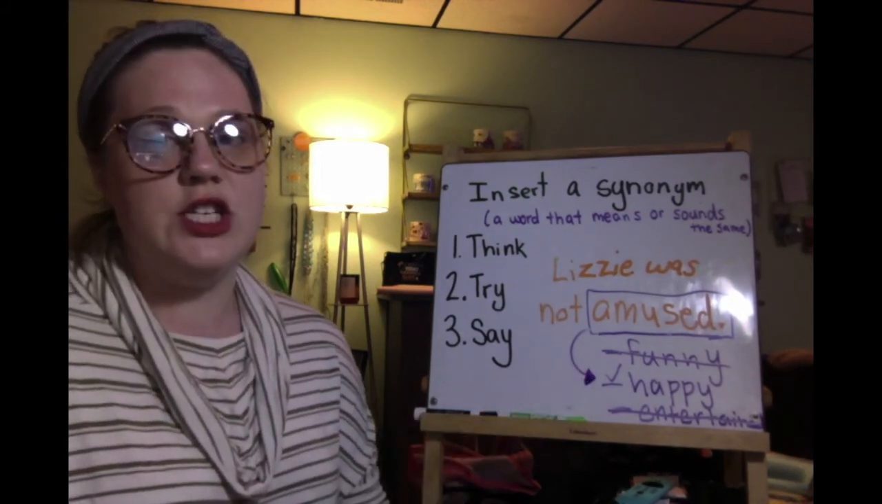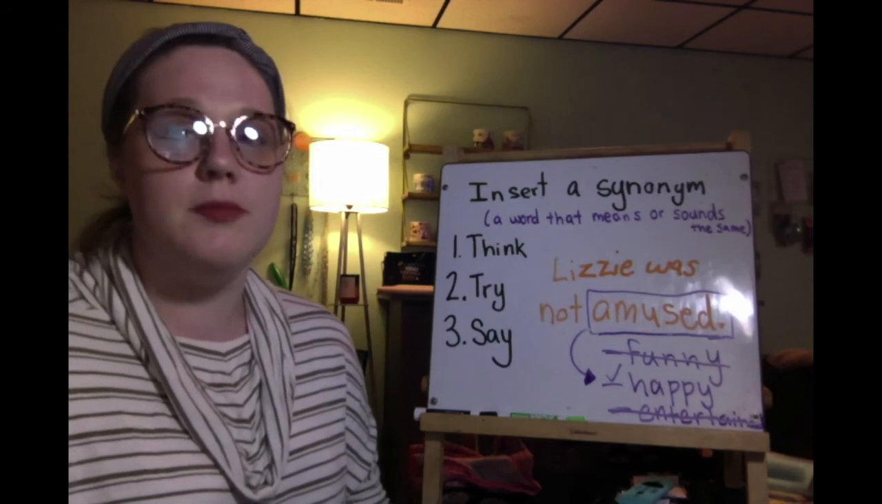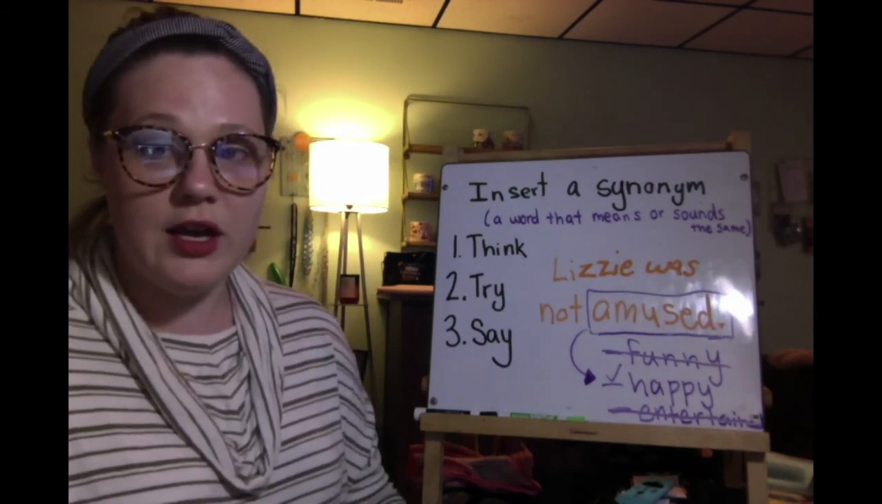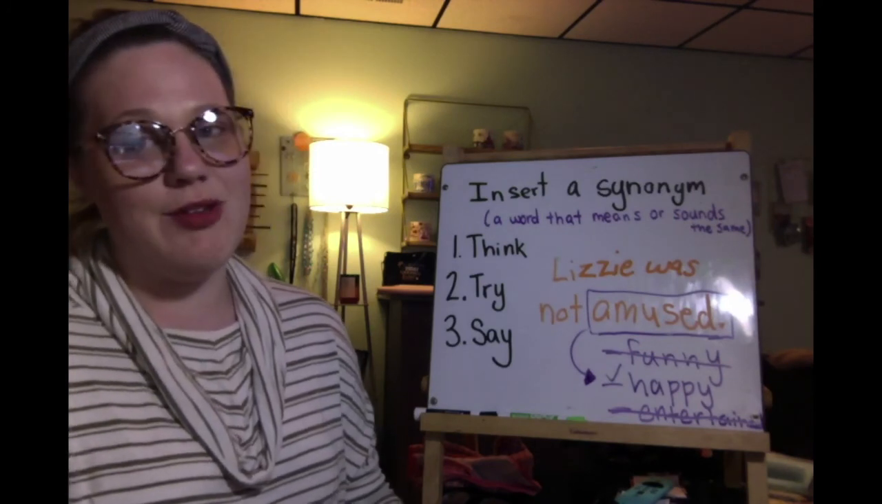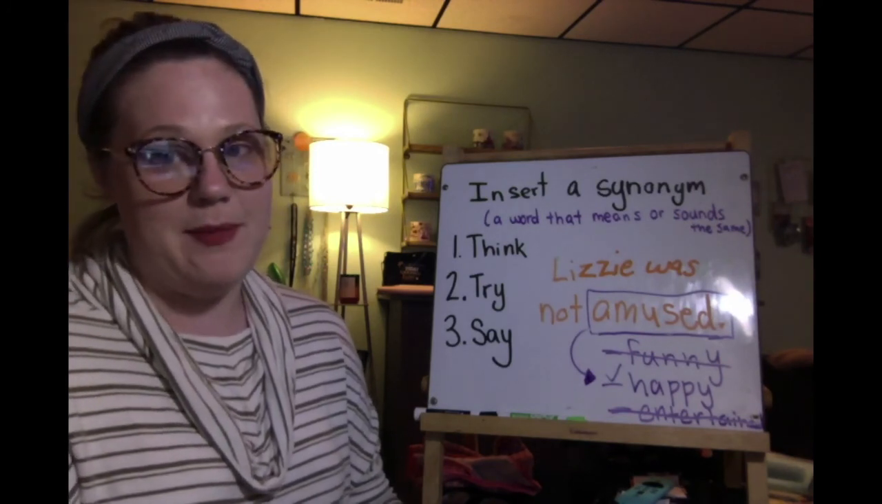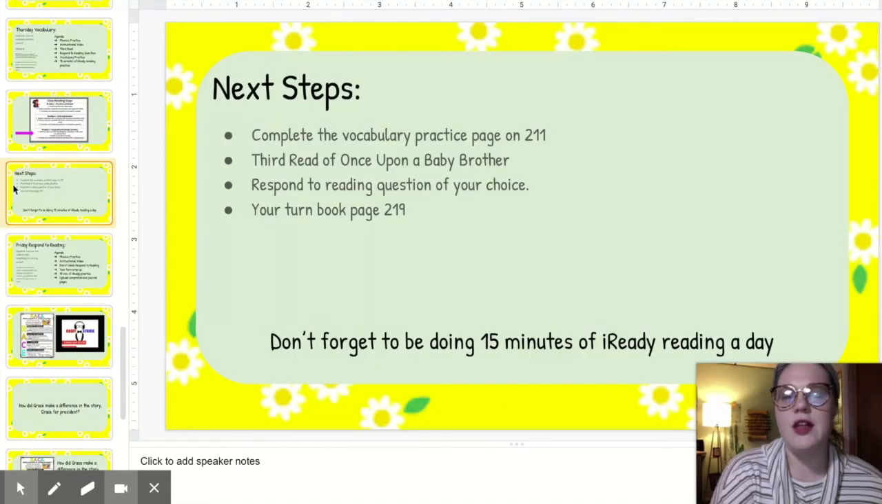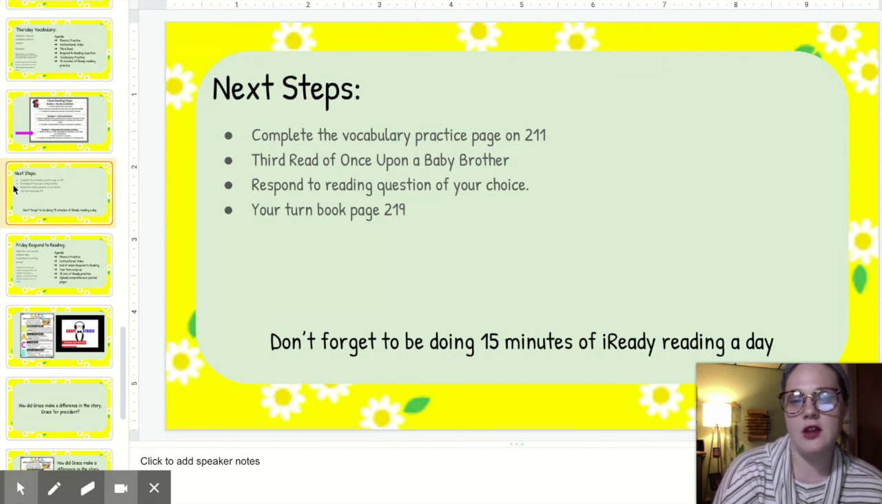This is a strategy I can use to help me understand what words mean in the context of the story when I'm unsure. You can use this strategy when you're completing your third read of Once Upon a Baby Brother. The next steps for today's lesson are: now that I've shown you this strategy, go ahead and work on that vocabulary page on page 211, complete your third read of Once Upon a Baby Brother, do a respond to reading question of your choice, and if you're following along with me, work on Your Turn Practice Book, page 219.